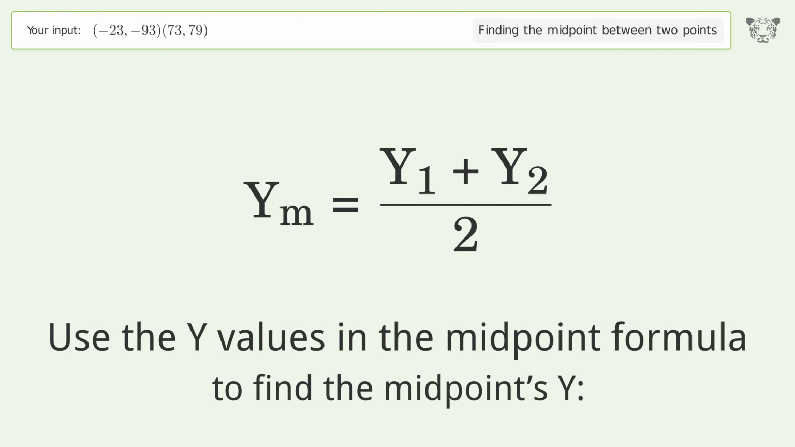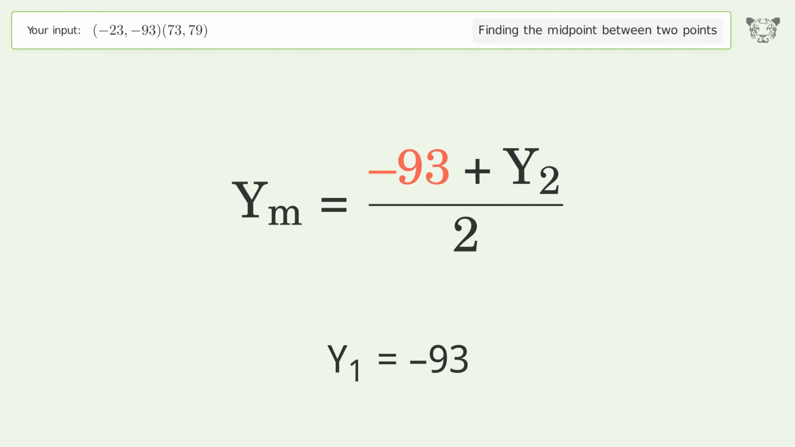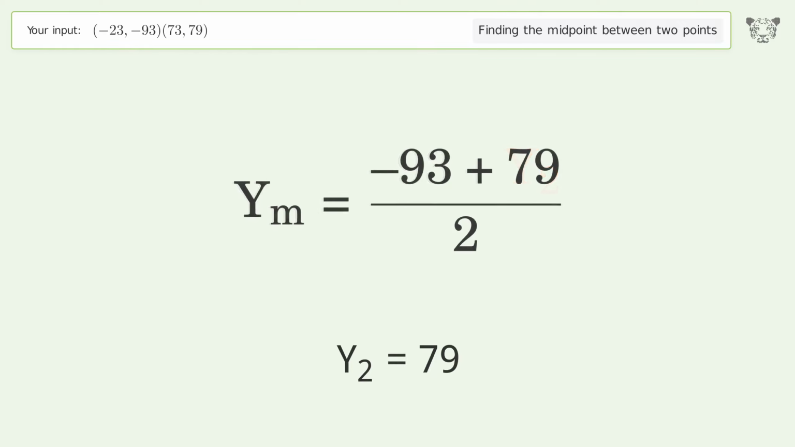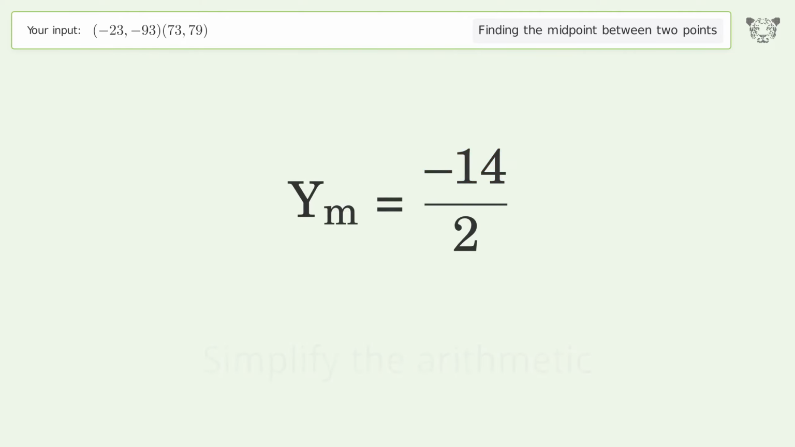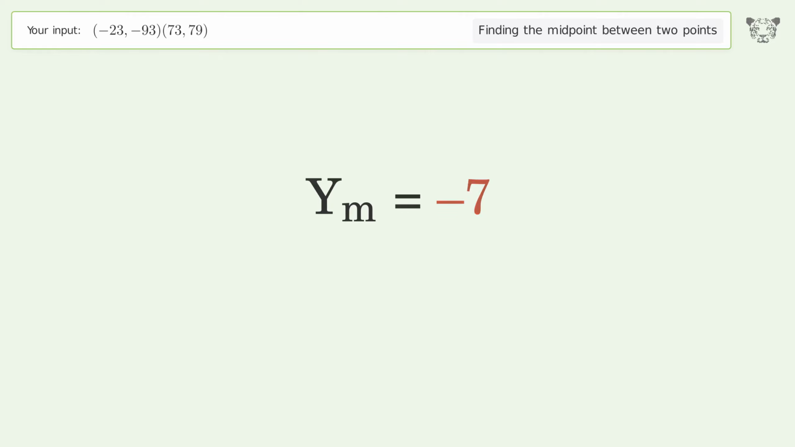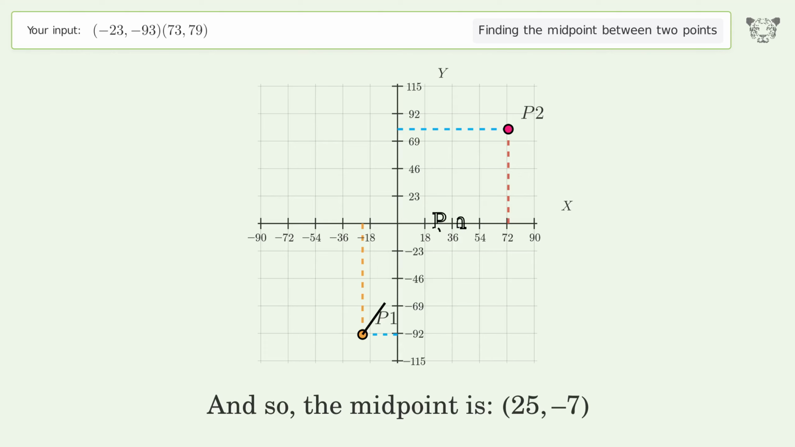Use the y values in the midpoint formula to find the midpoint's y. y1 equals -93. y2 equals 79. Simplify the arithmetic. And so, the midpoint is 25, -7.